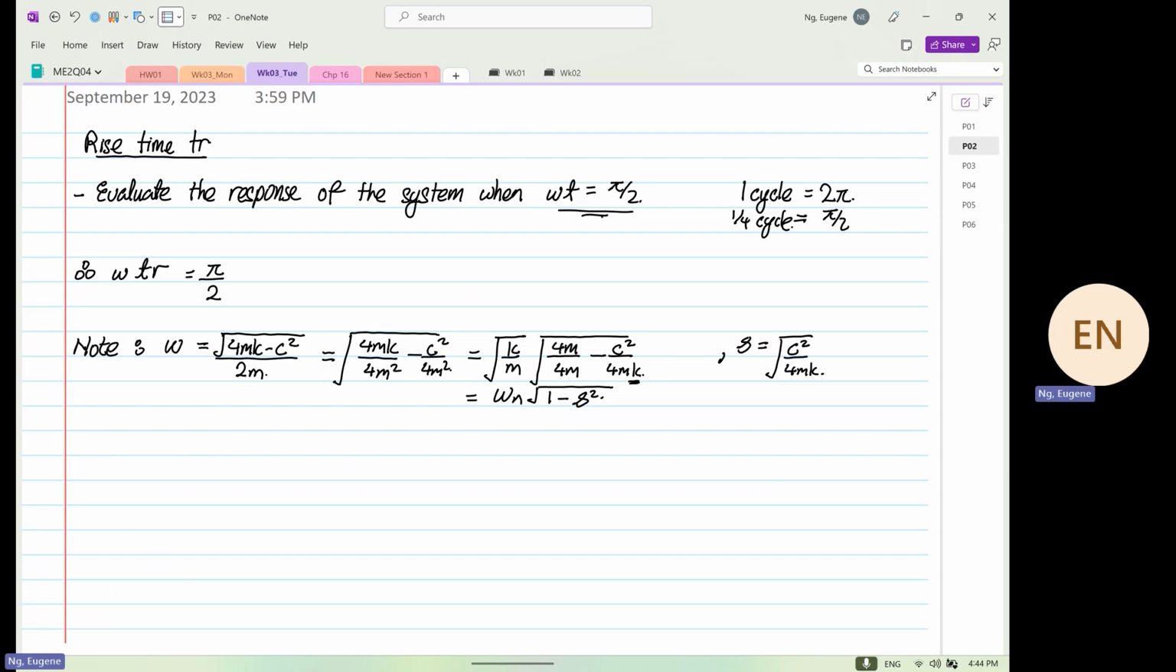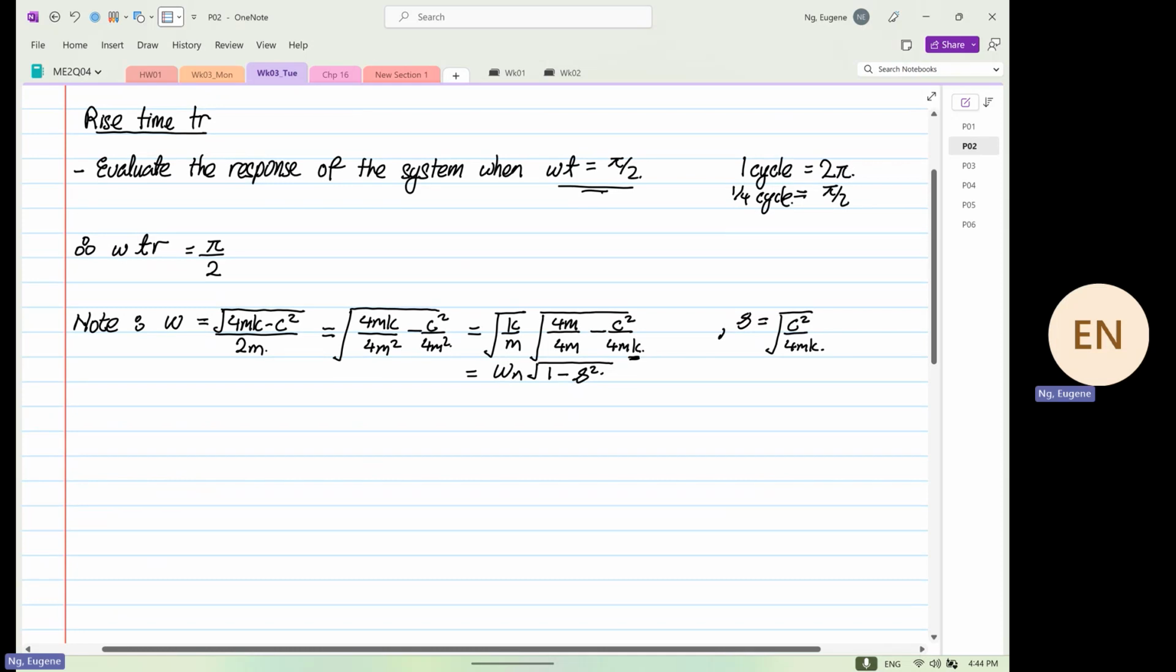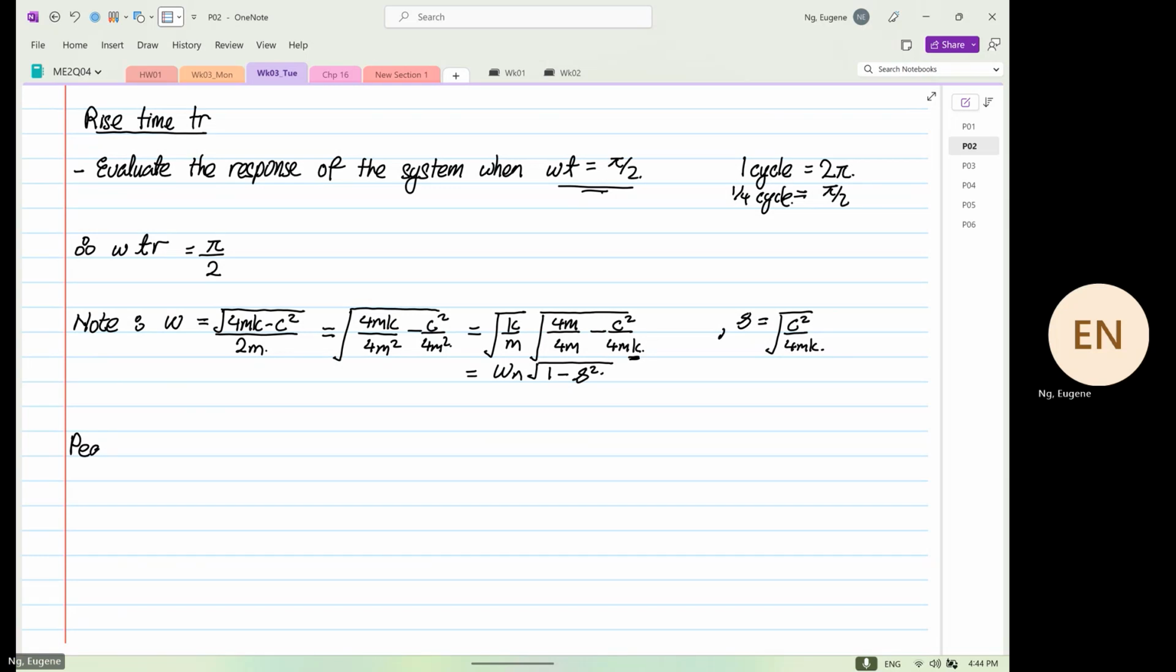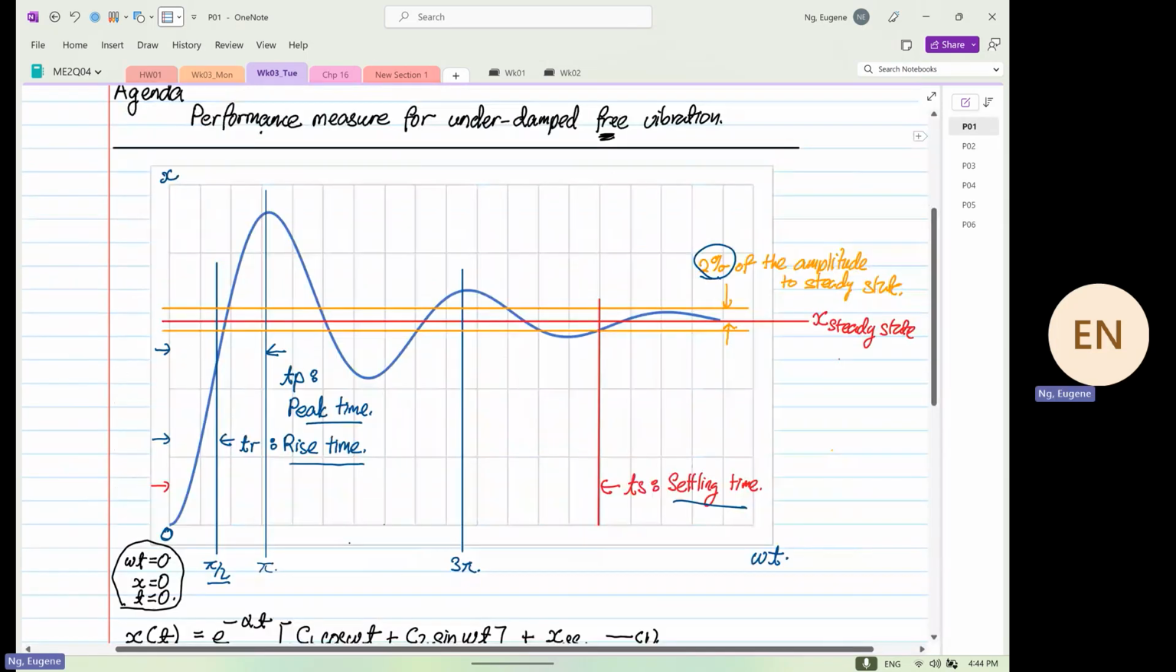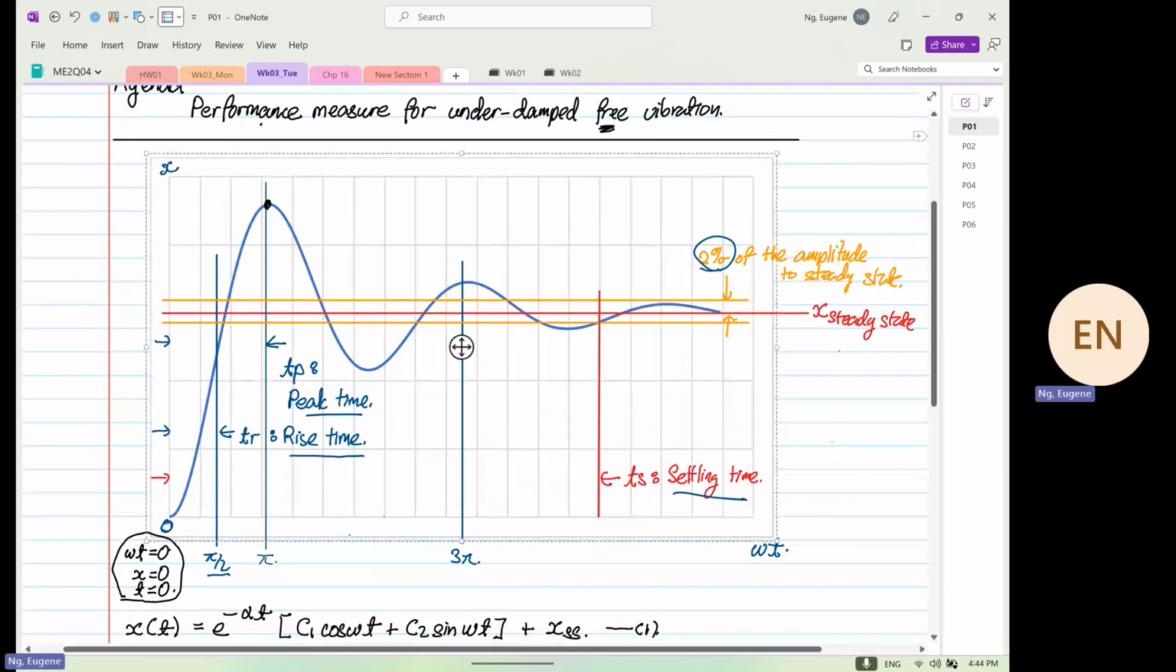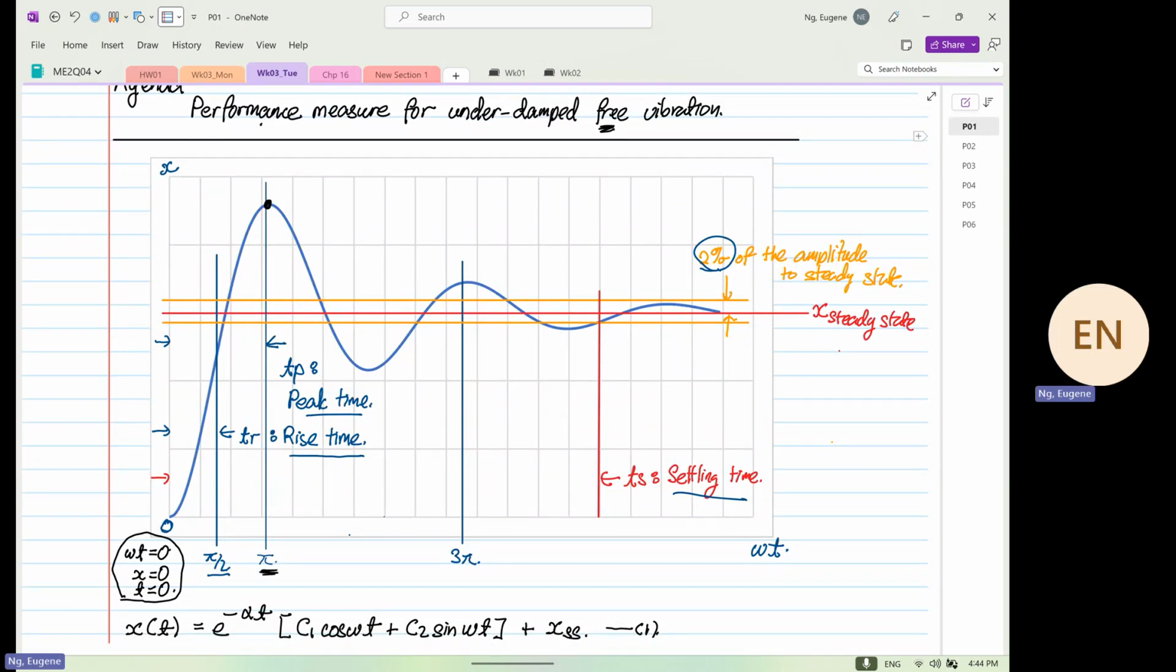So from here, I'm going to write out what is our peak time, which corresponds to our Tp. Okay, if we go back to the diagram again regarding our peak time, it's the time taken to reach our first peak, as you can see over here, and is labeled as pi.